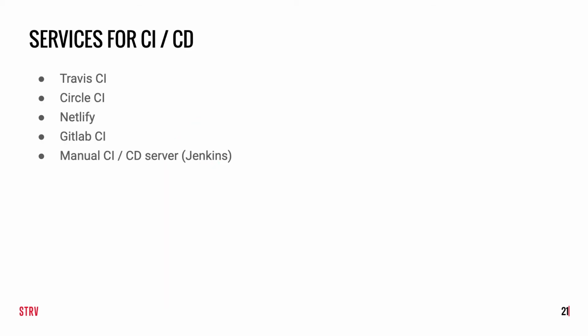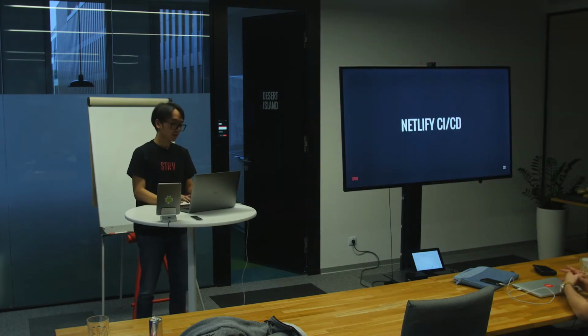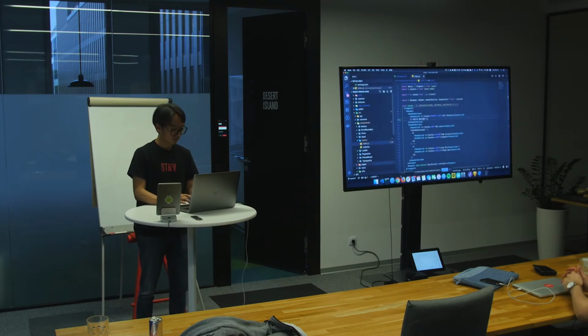There are many services for CI/CD, as always: Travis, Circle, Netlify. I wouldn't say it's a CI, but they have something. GitLab has its own CI, and you can also have a manual CI/CD server set up with Jenkins, and many more. So let's try to do it on the Netlify URL that I've created just now.